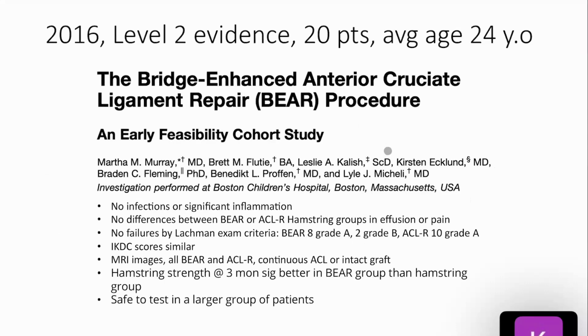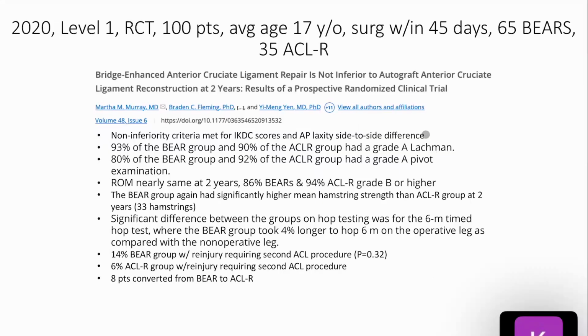So early results of the Bayer procedure are promising. In one of the earlier studies, researchers demonstrated no failures in the Bayer group after 3 months. And then in the first prospective randomized control trial with 2 years of outcome data, there was a 14% failure rate at 2 years compared to 6% in the ACL reconstruction cohort. And this was not statistically significant. 8 patients out of 65 who received a Bayer were revised to an ACL reconstruction in the 2-year study.